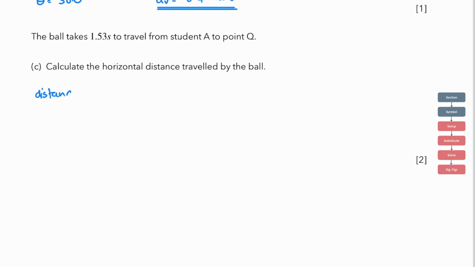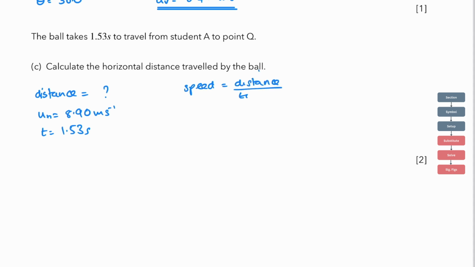Well, we want the horizontal distance. We want to know what that is. And that's different from the vertical distance. We're not going to give that the symbol s. We're going to just say distance equals. We know that the horizontal speed, we calculated that before, is equal to 8.90 metres per second. We know the time is equal to 1.53 seconds. And now what we want to do is set up the correct equation. And in this case, the correct equation is speed equals distance over time.